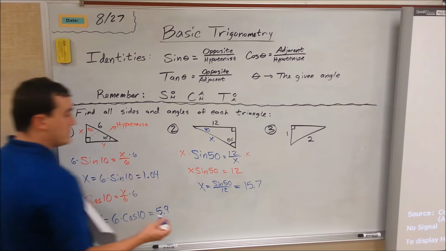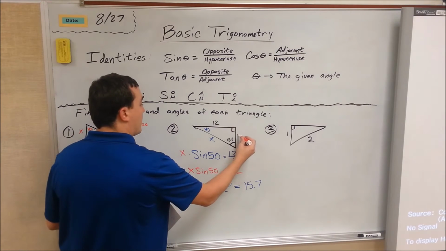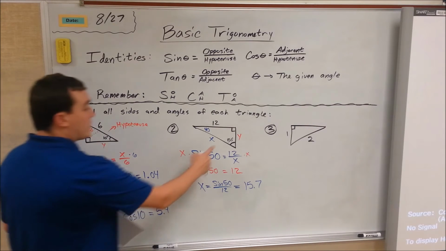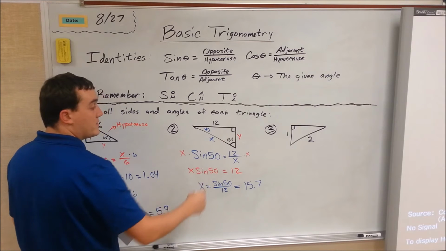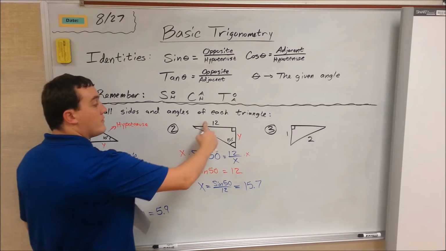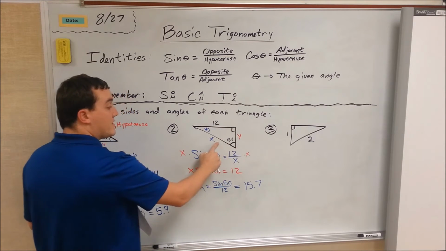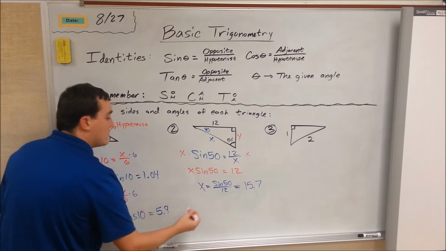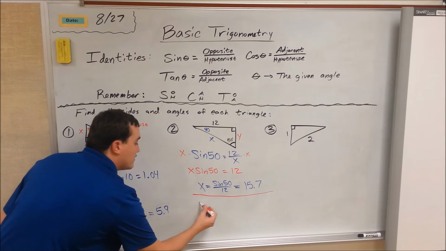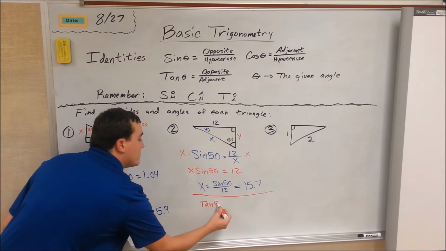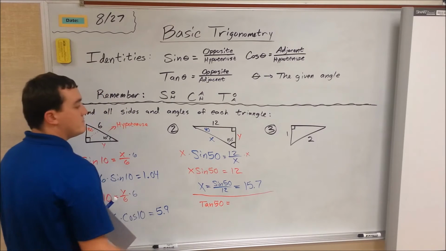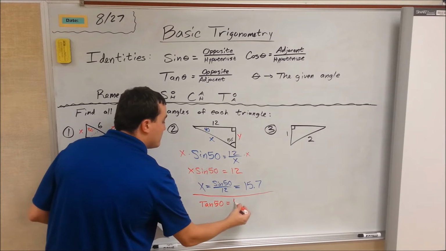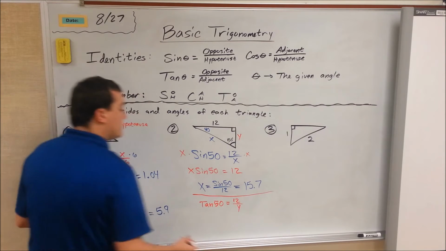Now we need to find this side. We'll call y. And we'll use the same angle. Alright, so since we're going to use 50, we have the opposite and we're finding the adjacent. It's not the hypotenuse. So opposite and adjacent, we're using tangent. So, tangent 50 equals opposite over adjacent, so 12 over y.